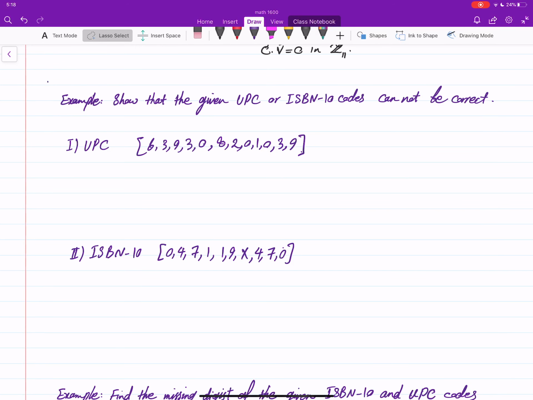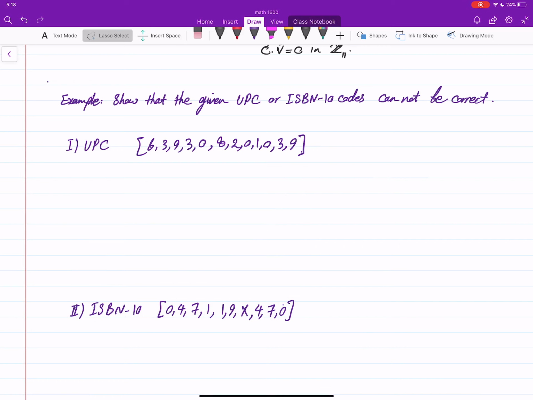We have an ISBN and a UPC code, and the question asks if these are correct or not. Actually it says to show that these cannot be correct. Let's see these. For the UPC, you remember C dot V must be 0 in Z10, where C is 3, 1, 3, 1 up to 3, 1, dotted with 6, 3, 9, 3, 0, 8, 2, 0, 1, 0, 3, 9.